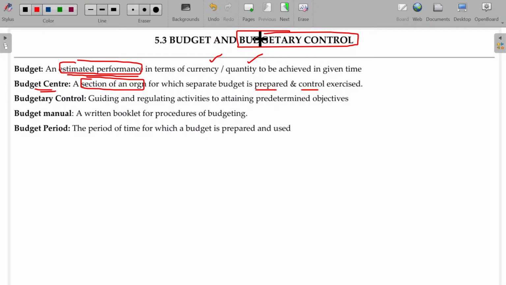Budgetary control, what we study here, is nothing but comparing what we predicted with what we actually did. If there is any deviation, you have to control it. Okay. Guiding and regulating activities to attain predetermined objectives.